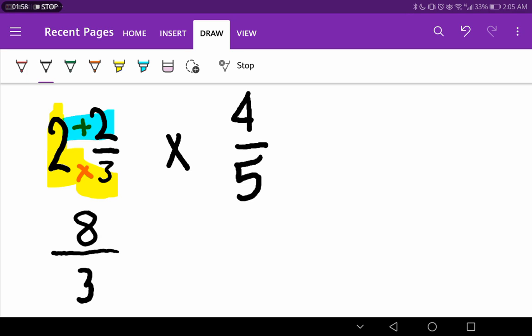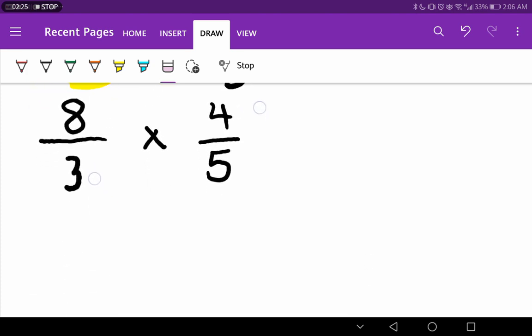Now this guy will equal this improper fraction. Okay, my dear student, and then I will write 4 over 5 as it is. By the way, this is 4, okay? Don't confuse.